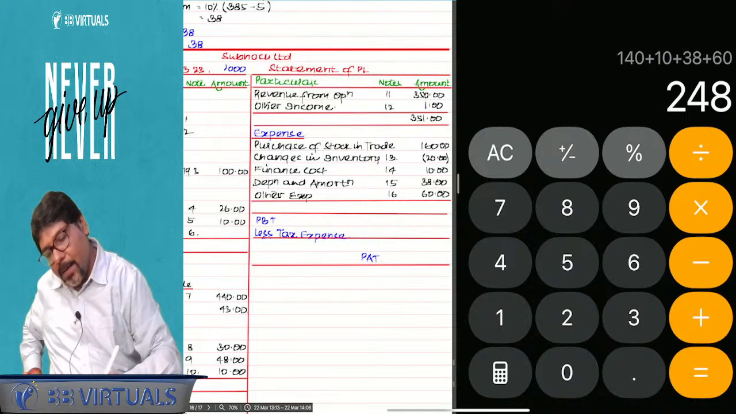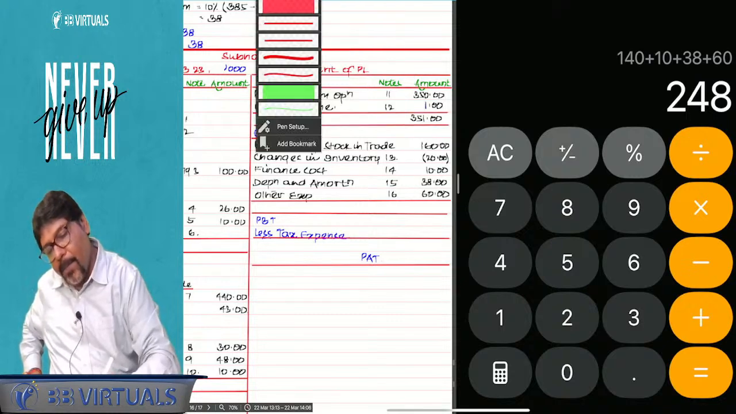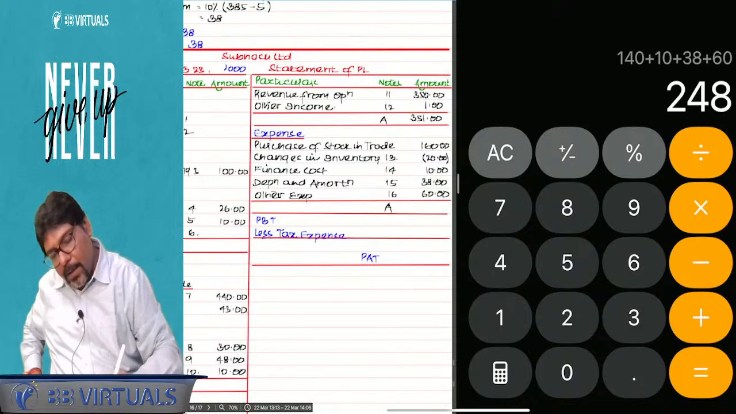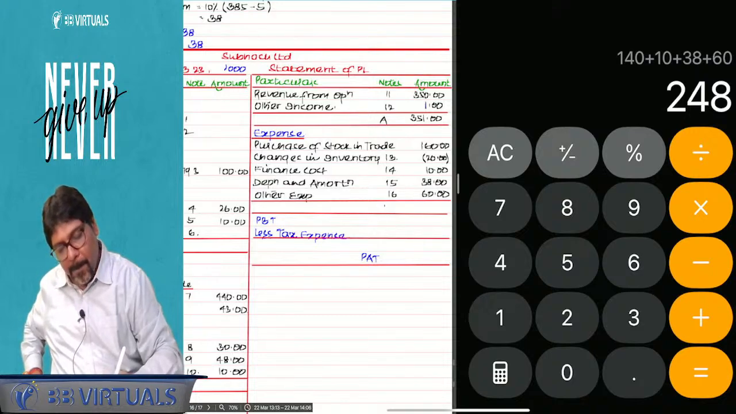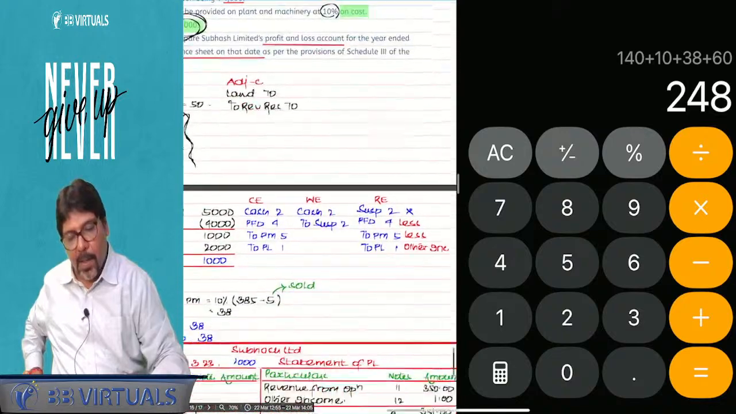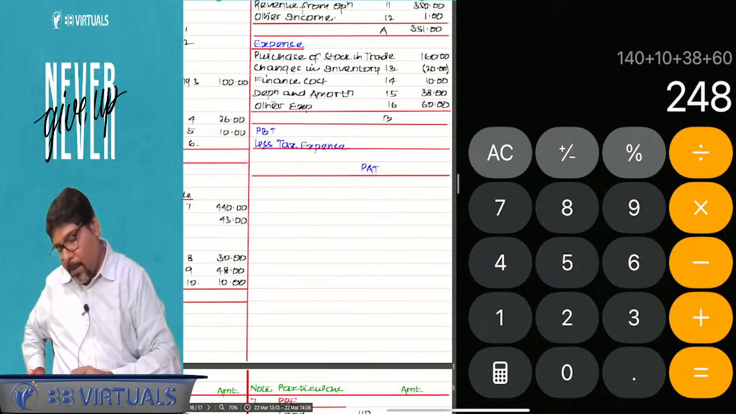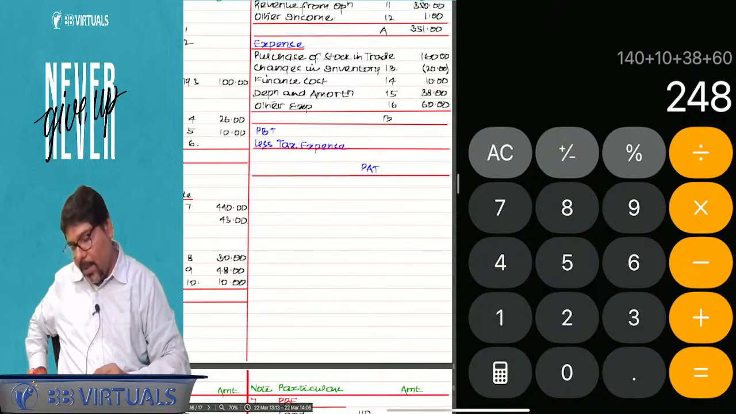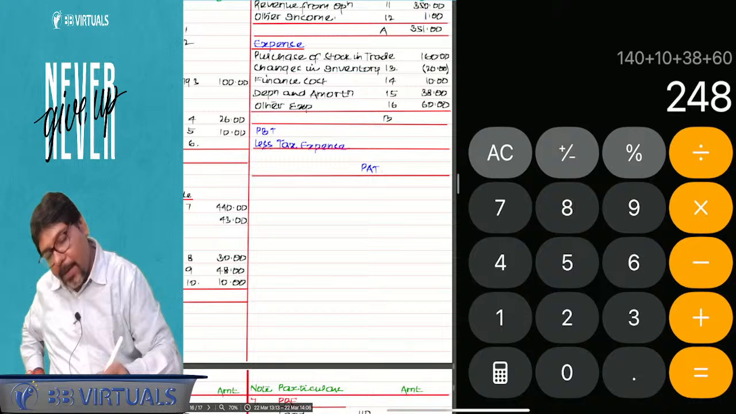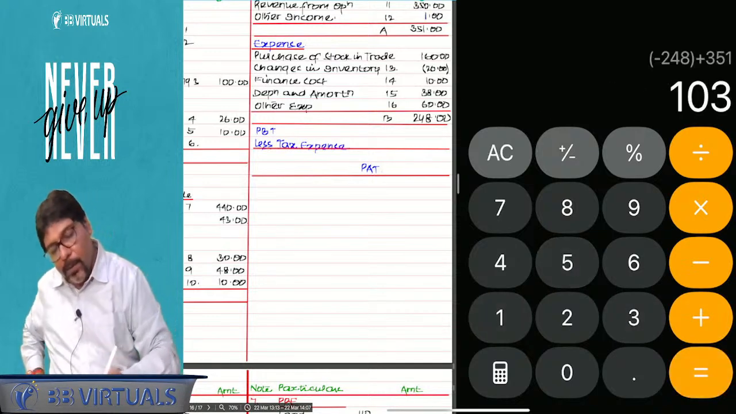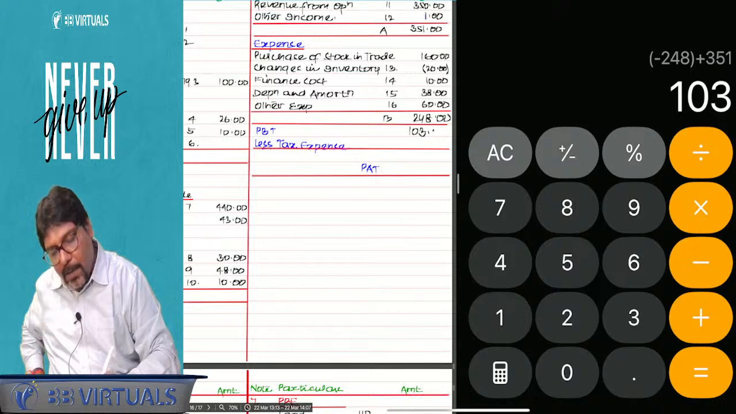Of expenses, this is A and this is B. Correct. Total of expenses will come to how much? 140, 150, 188, 248. Minus from 351. So 103 is profit before tax.